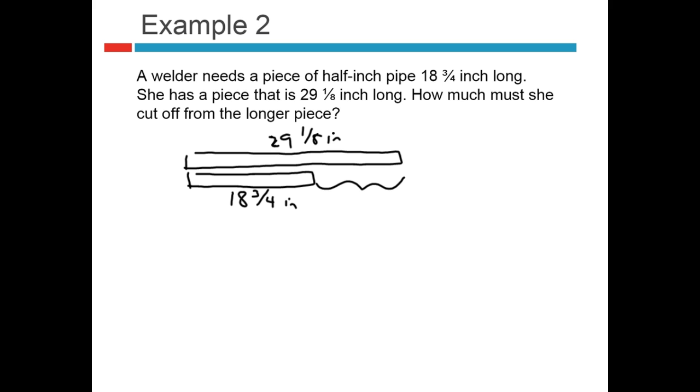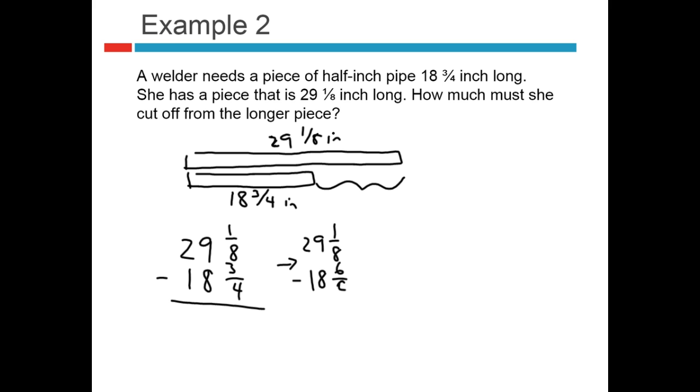That will tell us how much to cut off of this pipe. So we want 29 1/8 minus 18 3/4. Now we notice right away here that our fractions have different denominators. So it would probably be to our advantage to create common denominators here, and it looks like 8 would be our common denominator. So this problem is equivalent to 29 1/8 minus 18 6/8.